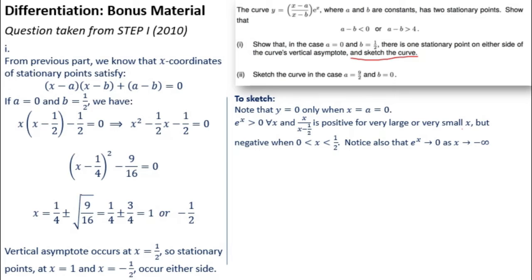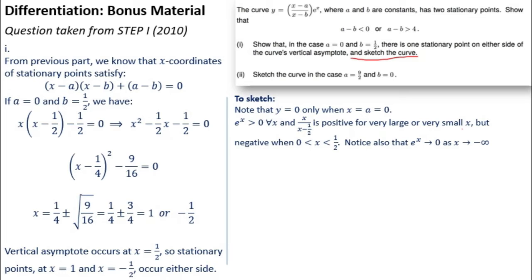We also have some useful information here. e to the x is greater than 0 for all values of x, and x over x minus a half is positive if x is big enough. Think about 1,000 over 1,000 minus a half, or if x is small enough, negative 1,000 over negative 1,000 and a half. But it's going to be negative if just one of those two terms is negative. So somewhere in between 0 and a half, for instance, if you think of x being a quarter, you'll have a quarter on the top, but minus a quarter on the bottom.